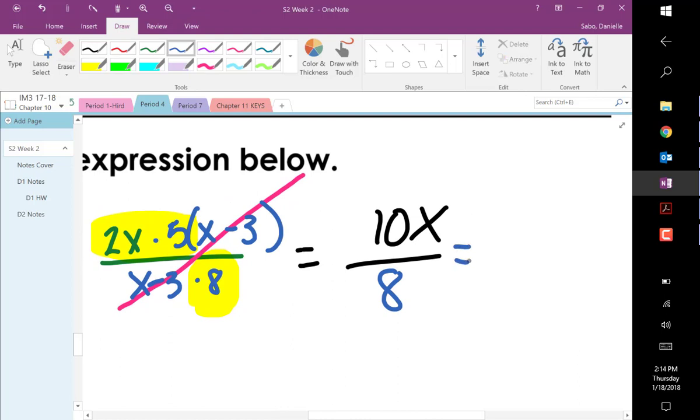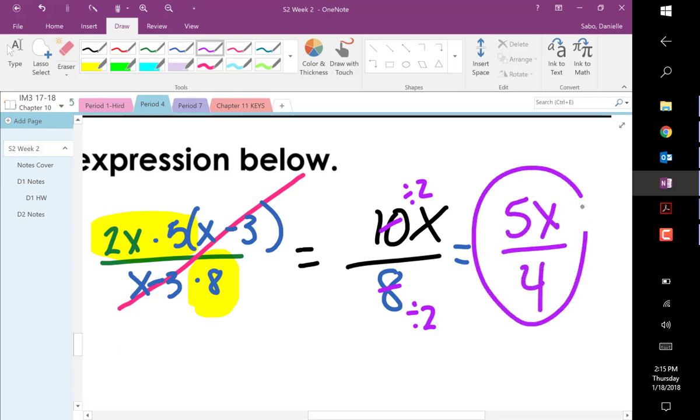How can I simplify 10 and 8? Yeah, I can divide both of them by 2. So I can divide both of them by 2 to help me out. So I'm left with 5x all over.